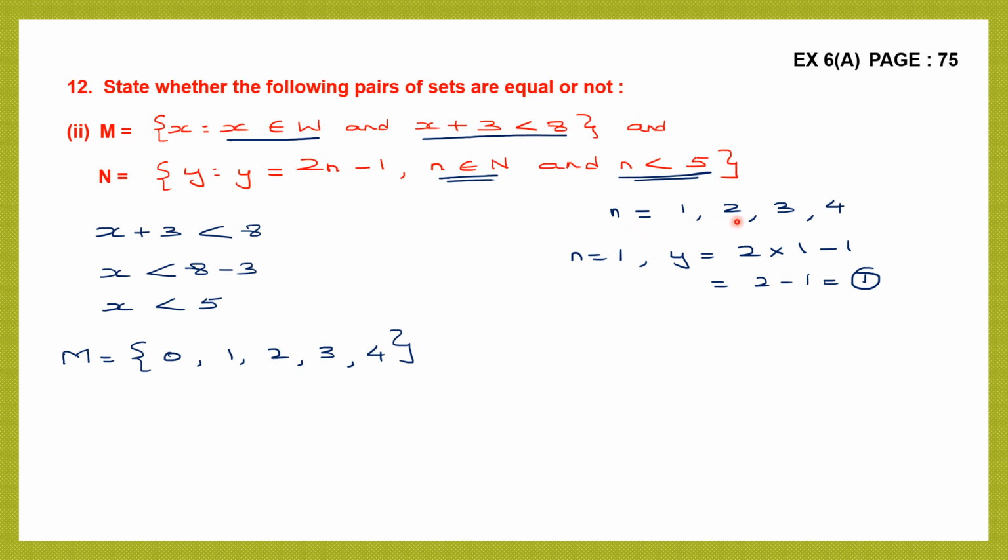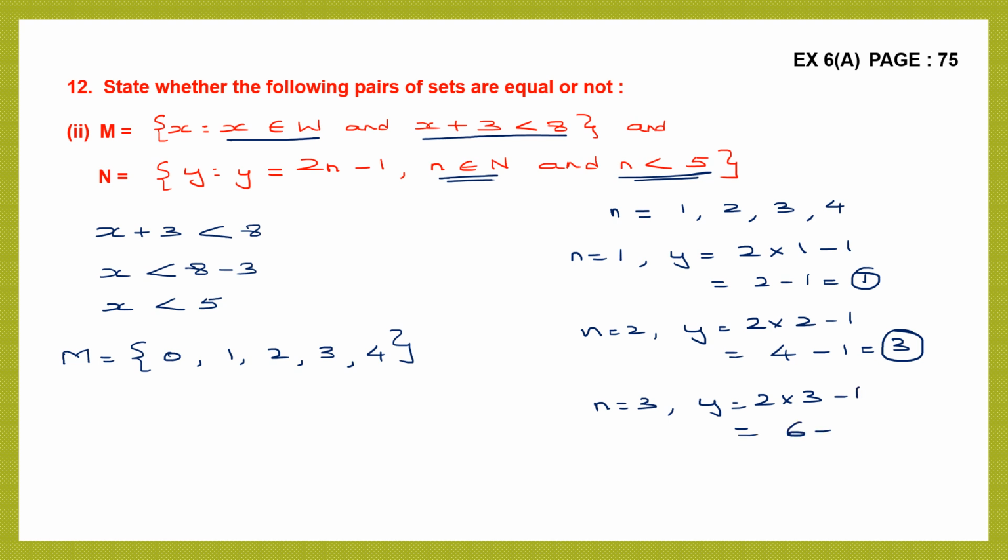Now let's say n is equal to 2. So when n is equal to 2, then y is 2n minus 1. That means 2 into 2 minus 1. 2 2s are 4. 4 minus 1 is 3. So the next element is 3. The next one we have to take is when n is equal to 3. So when n is equal to 3, y is equal to 2n minus 1. 2 into 3 minus 1. 2 3s are 6. 6 minus 1 is 5. So we have 5 here.